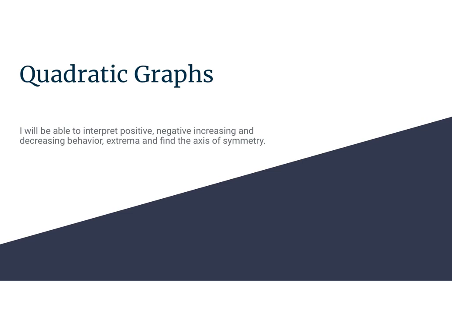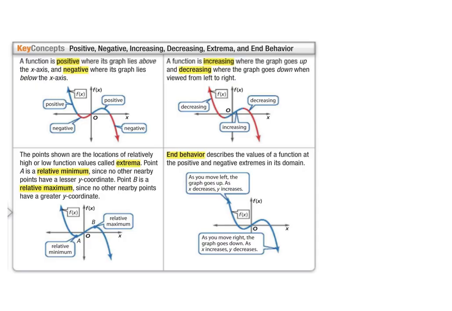Quadratic graphs. After watching this video, I will be able to interpret positive, negative, increasing and decreasing behavior, extrema, and find the axis of symmetry. So graphs are actually really important in life because it's easier to portray a picture of what's happening mathematically. And there are specific words that we can use to describe what's happening in a graph.